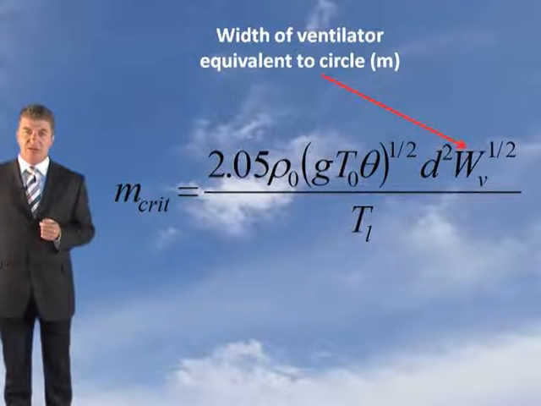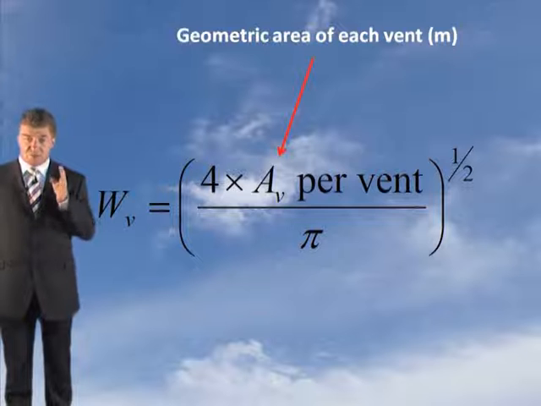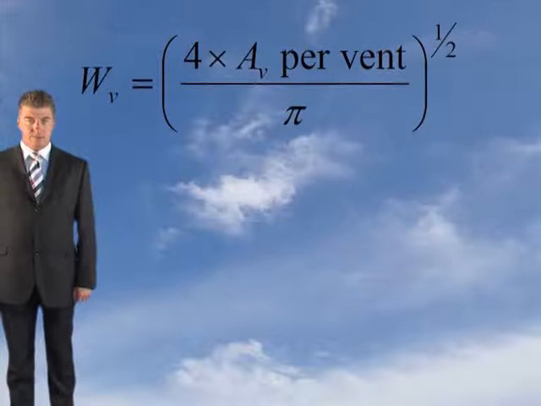Now, you've got to determine WV, and this is the formula to apply. WV equals 4 times AV per vent. Now, this is the geometric area, once you've taken into account the efficiency of the ventilator, divided by pi, and the whole lot square rooted. That's the formula you have to use.